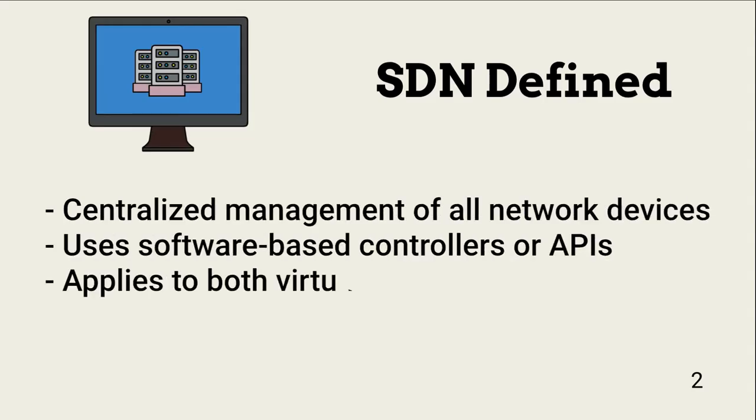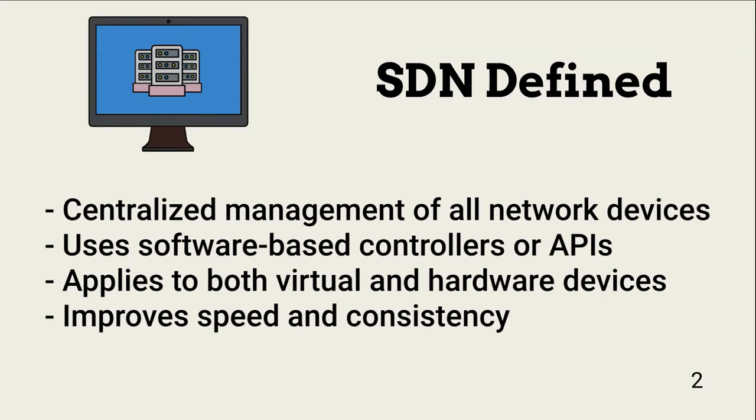Software-defined networking, or SDN, is a way to centrally manage routers, switches, and other network management devices that control where, how, and when to allow specific traffic. SDN solutions use software and controllers to make a centralized change, which is then automatically applied to all relevant devices. This includes both virtual and hardware devices.